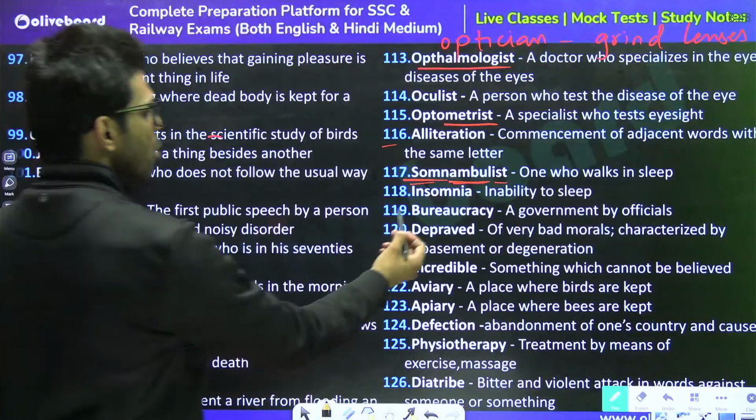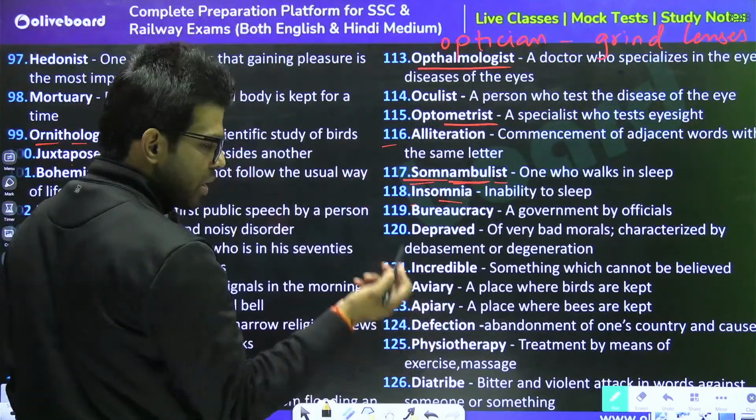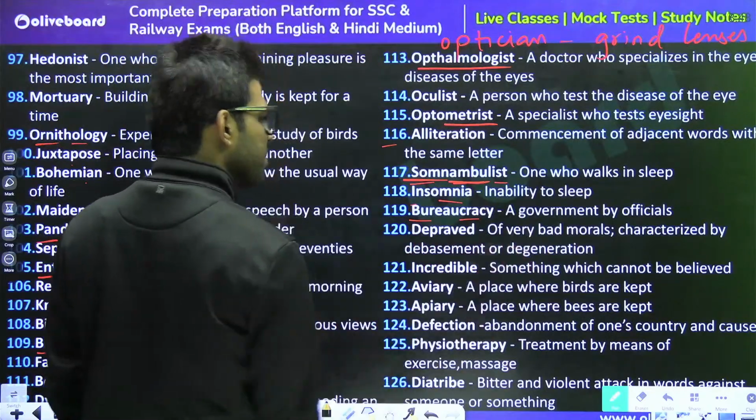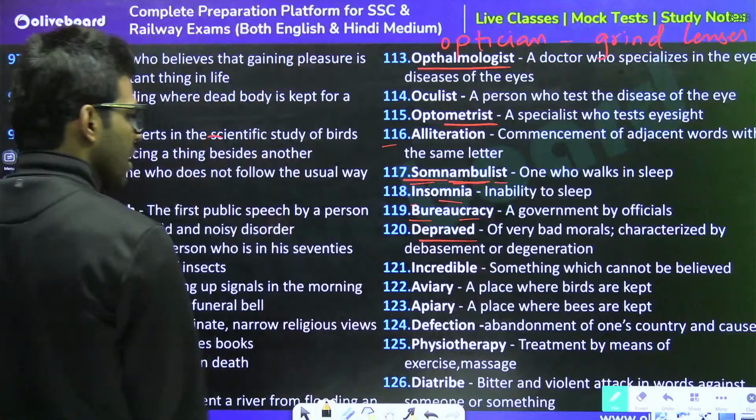Insomnia. Somnia, once again, sleep. In, opposite, inability to sleep, not able to sleep. Bureaucracy, government by the officials. There is one, deprived. There is one, depraved.